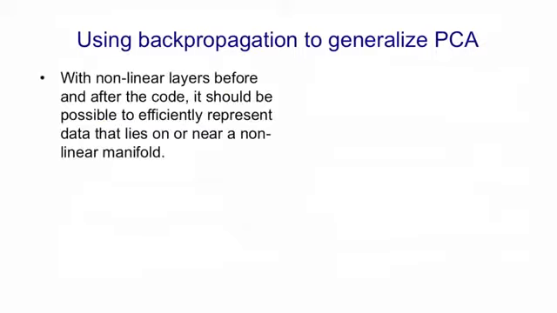The main point of implementing principal components analysis using backpropagation in a neural net is that it allows us to generalize principal components analysis. If we use a neural net that has nonlinear layers before and after the code layer, it should be possible to represent data that lies on a curved manifold rather than a linear manifold in a high-dimensional space. And this is much more general.